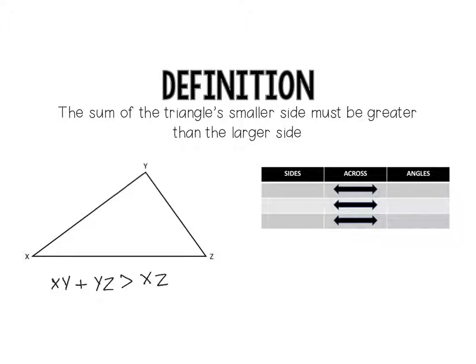Now, the second part over here, we need to look at for something that we're going to talk about later. So I'm going to look at the sides. Let's look at XY, and I'm going to look at the angle that it's across from. So it's across from angle Z. Side YZ is across from angle X, and side XZ is across from angle Y. And you'll need to keep that in mind as we continue.